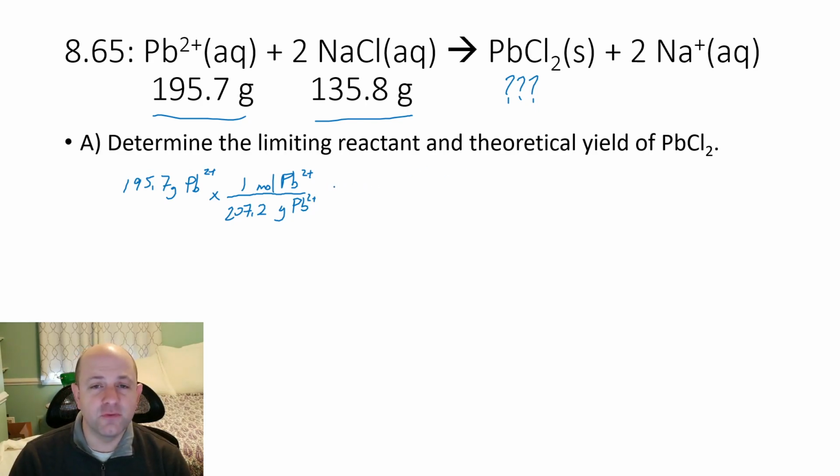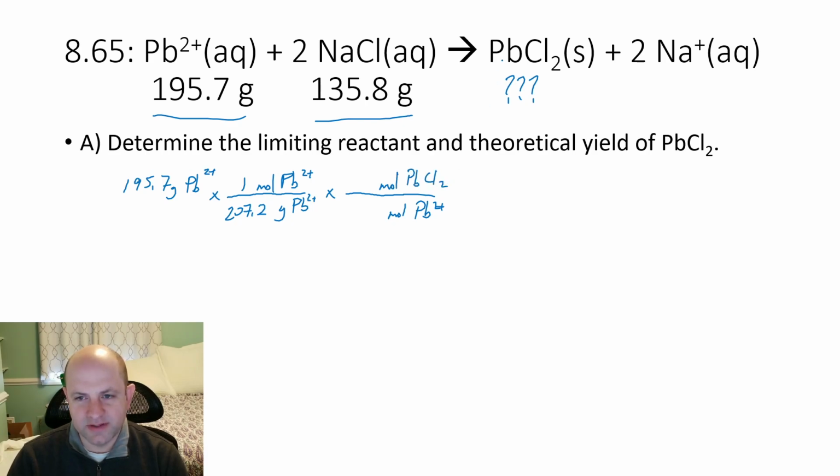Our second step for stoichiometry is always to convert between moles, going from the chemical you're starting with to the chemical you're interested in. So in this case, we put moles of lead ions on the bottom, and we put moles of lead chloride on top, because that's what we want to find out about. We look at the balanced equation and see it's 1-to-1 for both, so that's great.